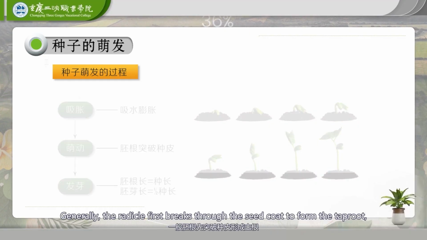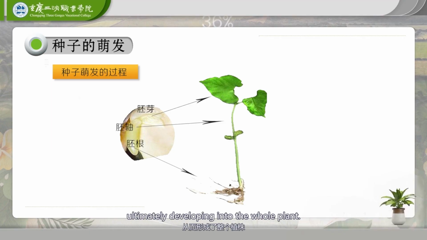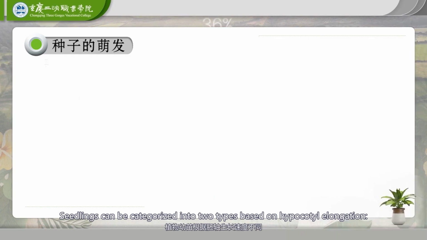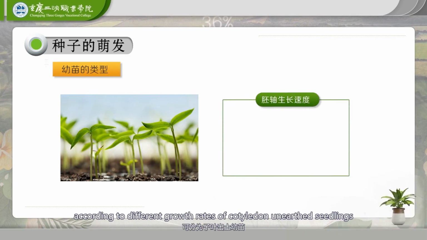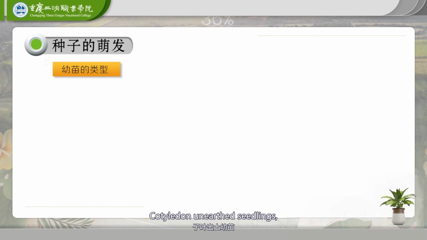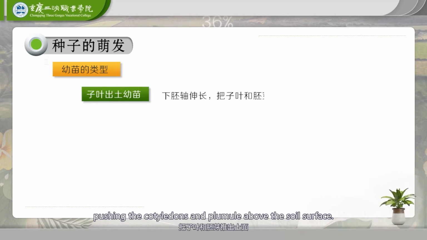Generally, the radicle first breaks through the seed coat to form the taproot, followed by the plumule breaking through to form the stem and leaves together with the hypocotyl, ultimately developing into the whole plant. Seedlings can be categorized into two types based on hypocotyl elongation, according to different growth rates: epigeal germination and hypogeal germination. Epigeal germination is characterized by hypocotyl elongation, pushing the cotyledons and plumule above the soil surface.